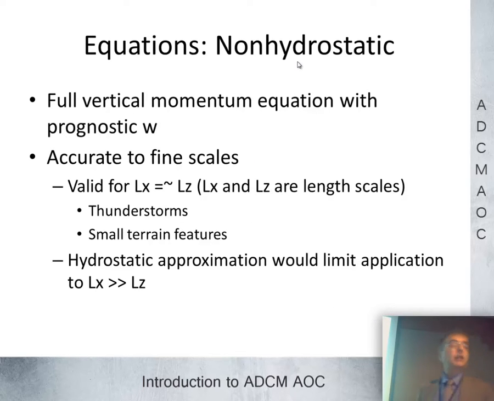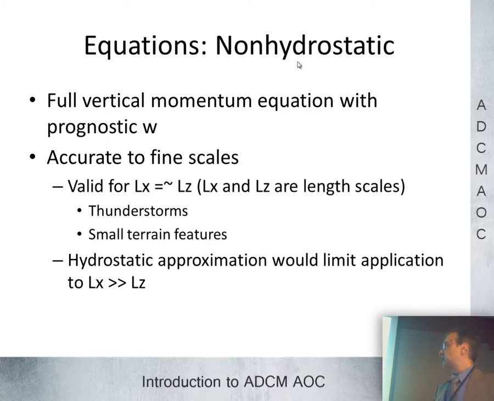Now these are non-hydrostatic equations. So what is meant by non-hydrostatic equations? It means we use the full vertical momentum equation with the prognostic equation for W. If the length scales, that means the grid size, horizontally and vertically are comparable, that's a non-hydrostatic flow, and you need non-hydrostatic equations to solve any system like this, and this would include thunderstorms or flow over small terrain features. You can only do them accurately if you have a fully non-hydrostatic model.